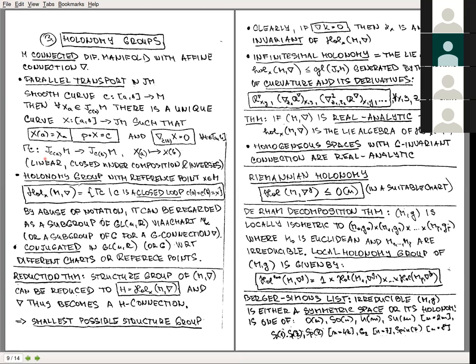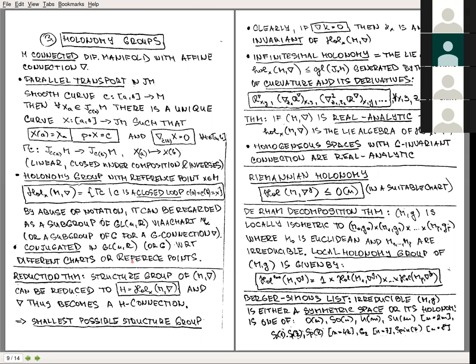Then if we are given a curve, applying this to all possible starting tangent vectors, we of course get this parallel transport from the tangent space at the point c(a) to the tangent space at the point c(b) along the curve. This is linear and closed under compositions and inverses. So altogether, if we look just at the closed loops, we get the holonomy group at the reference point x, which is the start and end of the loop. By some abuse of notation, we can regard it as a subgroup of GL(n, R) by choosing a chart which covers some neighborhood of the point x, or if we were already given some G-structure and the G-connection, then the holonomy group can, via some chart, be regarded as a subgroup of the structure group G.